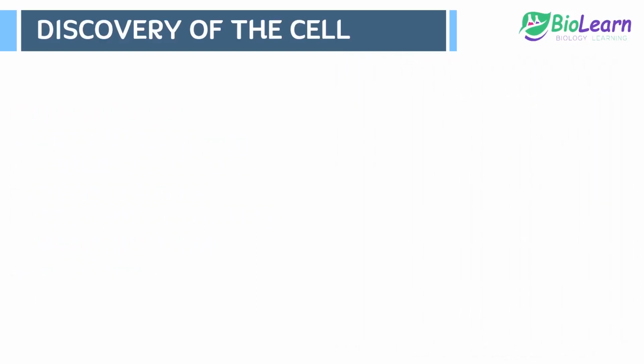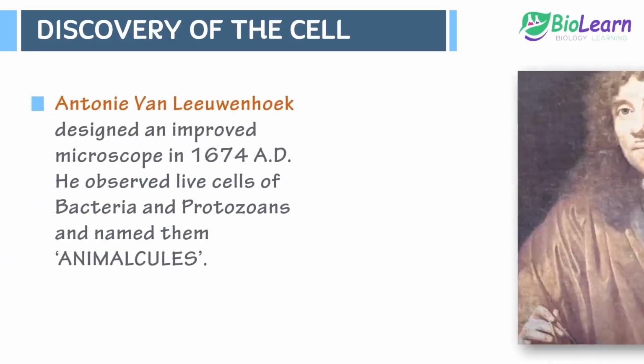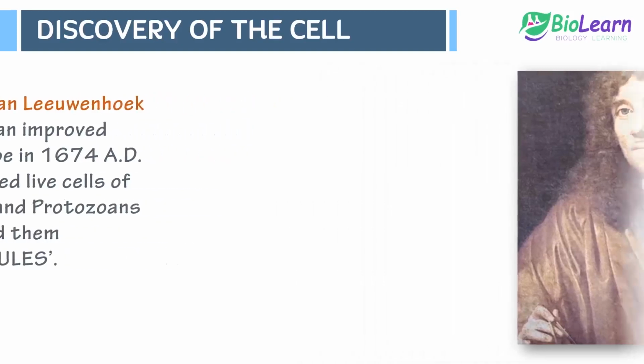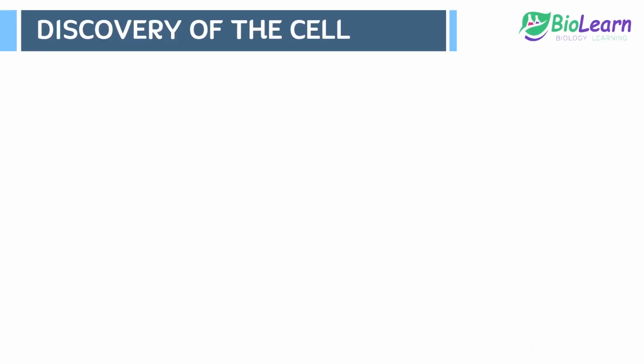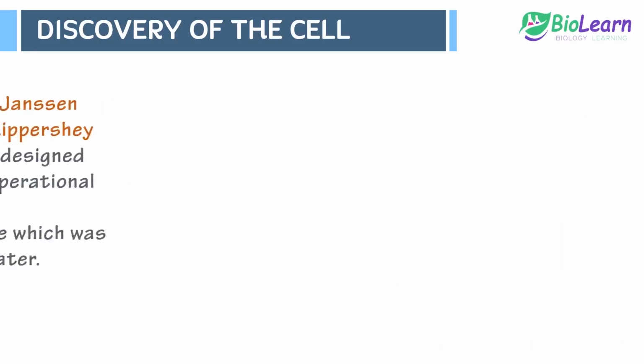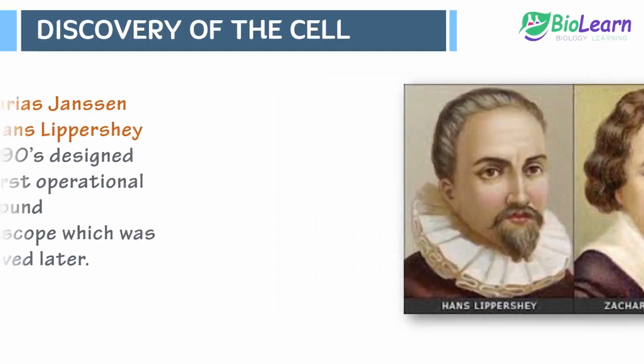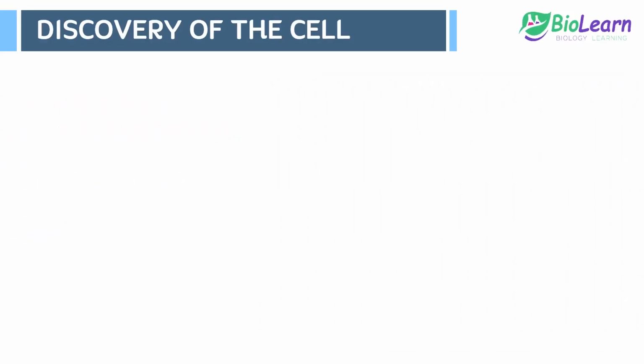In 1674, Antony van Leeuwenhoek, a Dutch cloth merchant and a microscopist by hobby, designed an improved microscope. He was the first one who observed live cells, bacteria and protozoans in rainwater. He named them animalcules. The first operational compound microscope was constructed by Zacharias Janssen and Hans Lippershey in the 1590s. Later, they designed an improved version of this microscope.